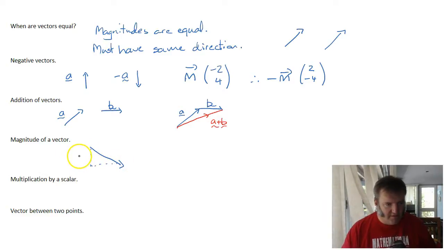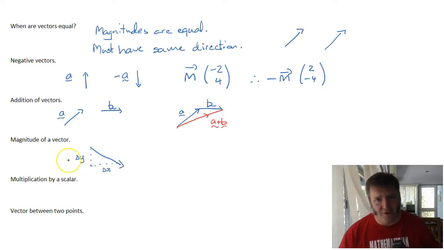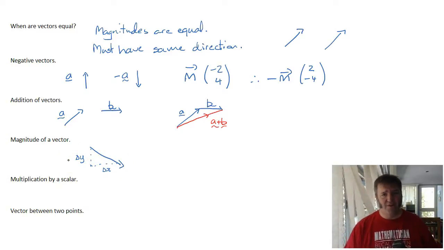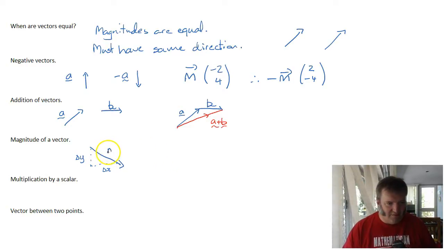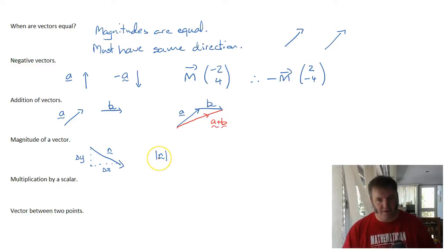Let's say this is the change in y, the change in the y direction. This is the change in the x direction. Well, what sort of shape have I got there? I've got a right-angled triangle. When you see a right-angled triangle, you think Pythagoras. So the magnitude, let's call this vector n. Why not? Vector n. The magnitude of vector n, so the magnitude's indicated by those absolute value signs.